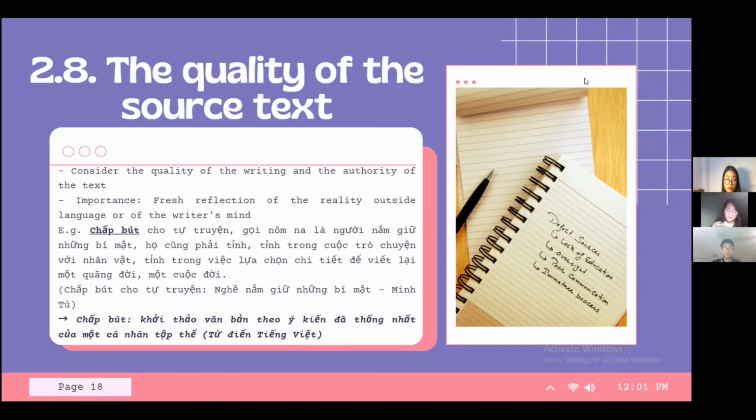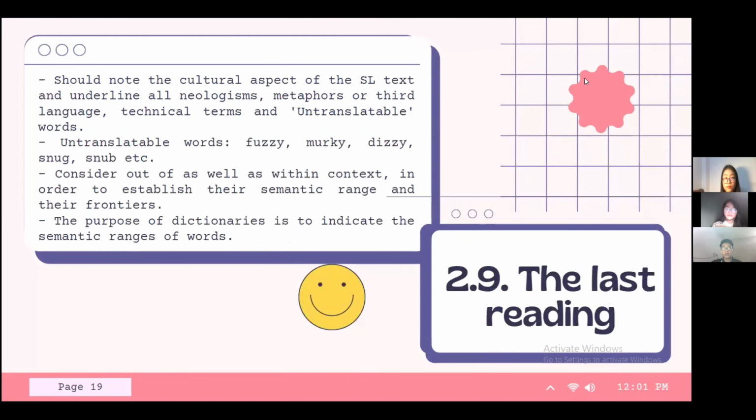Last but not least, it is the last reading. You should note the cultural aspect of the source language text, and you should underline all metaphors, cultural words, institutional terms, technical terms and untranslatable words. Untranslatable words are like fuzzy, murky, dizzy, snark, snot. And you underline words that you have considered out of as well as within context in order to establish a semantic range and their frontiers.